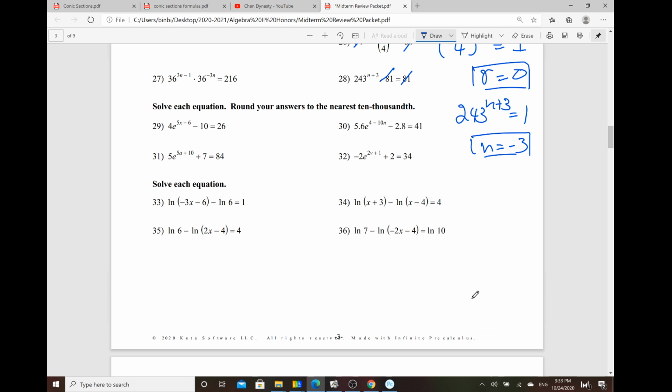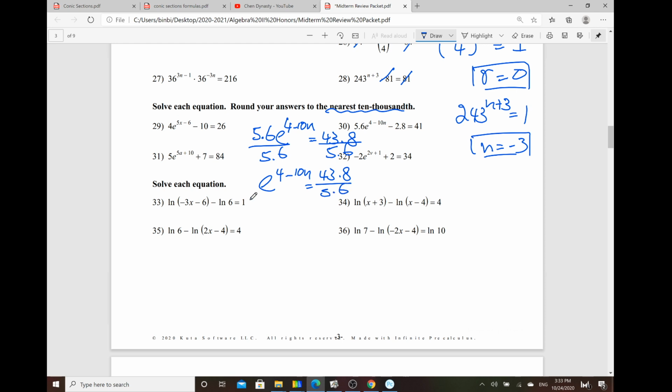And then 30 to 32. So this one, what happens if I do it without using a calculator? The way to do it without a calculator, you want to add 2.8 on both sides. So it's 5.6 equals 5.6 e to the power of 4 minus 10n. So that equals 43.8, and then divided by 5.6. So e to the power of 4 minus 10n equals that ratio right there.